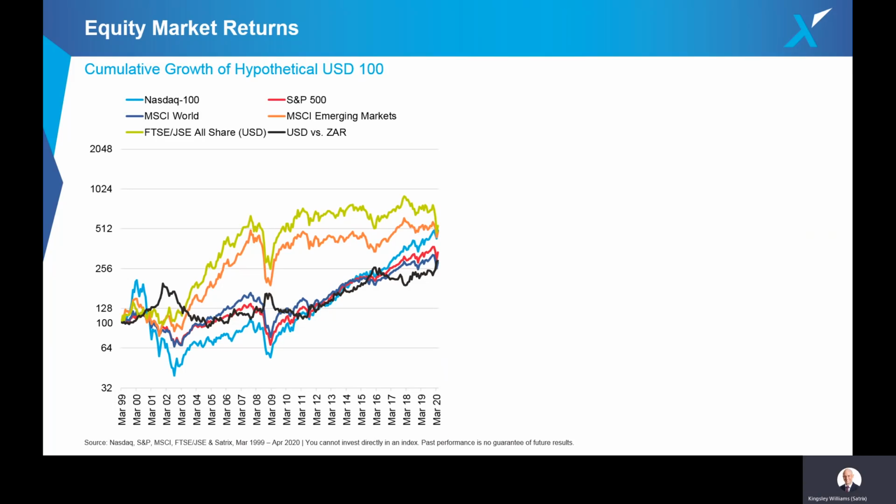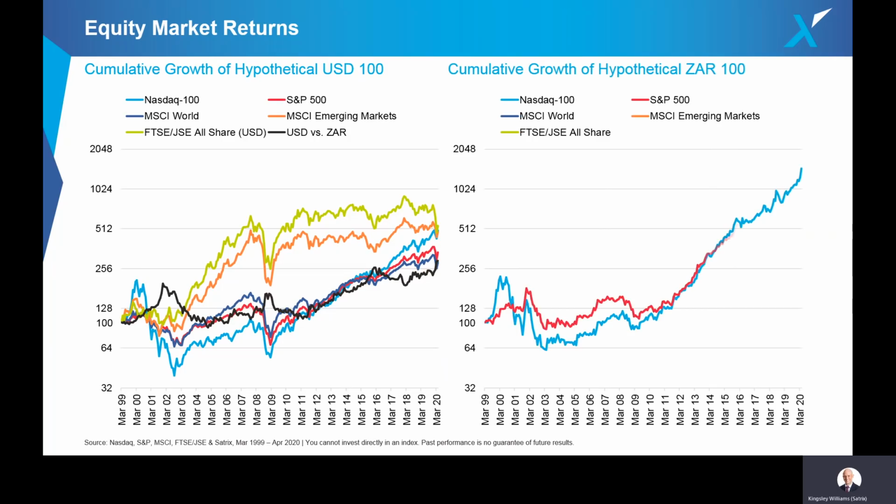I've moved that chart onto the left. It's the same chart. And I'm going to now create a similar chart by converting all of these dollar returns into rand. So the first thing you'll notice is that with the help of a weakening currency over this period, all the indices are boosted in rand terms by multiplying the index performance in dollars on the left with the currency performance, which is the black line. We get the performance in rands on the right.